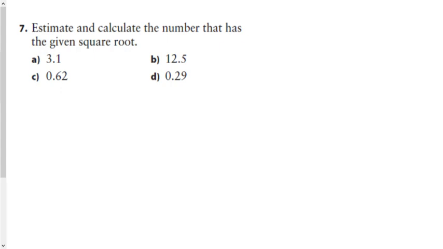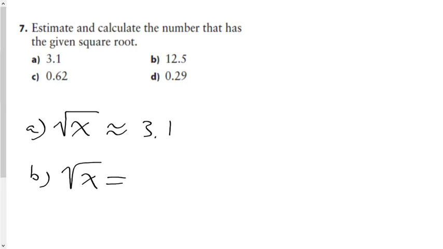It says estimate and calculate the number that has a given square root. So really, another way to word this question is: the square root of what number is approximately equal to 3.1? For B, it would be the square root of what number is approximately equal to 12.5, right? If we think of it this way instead, that's a better way to ask the question.